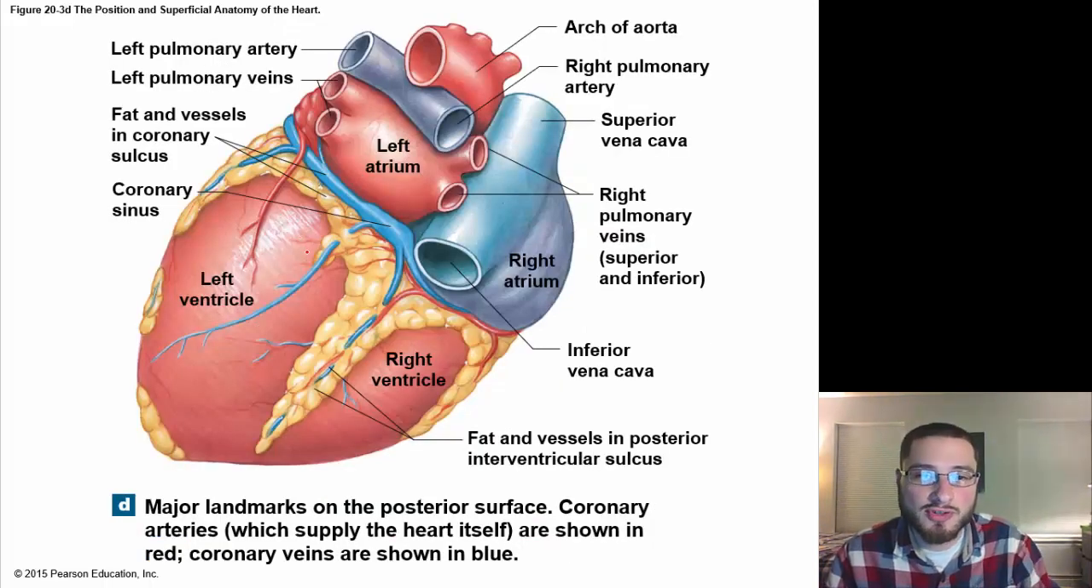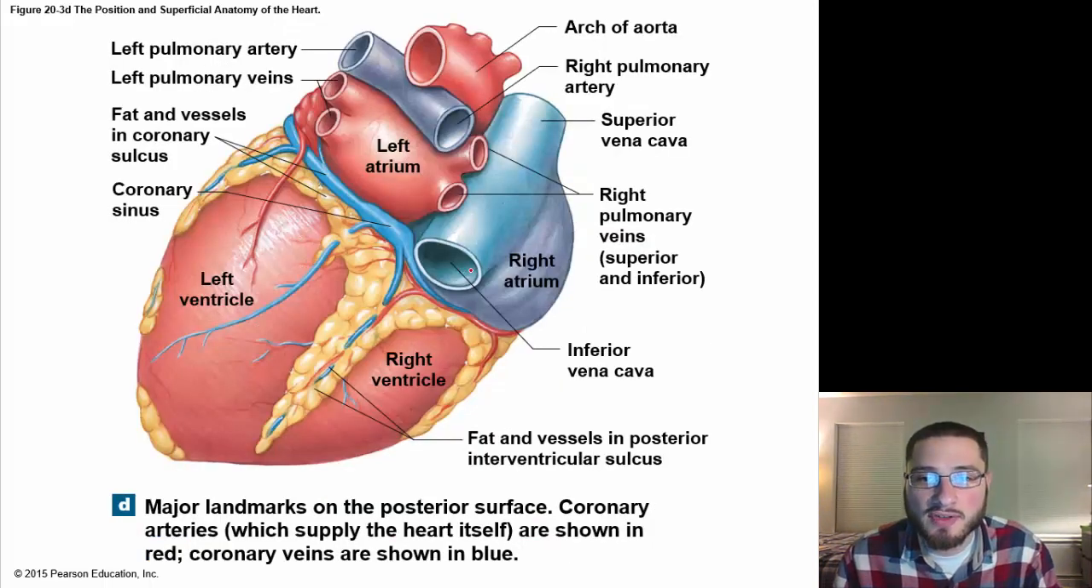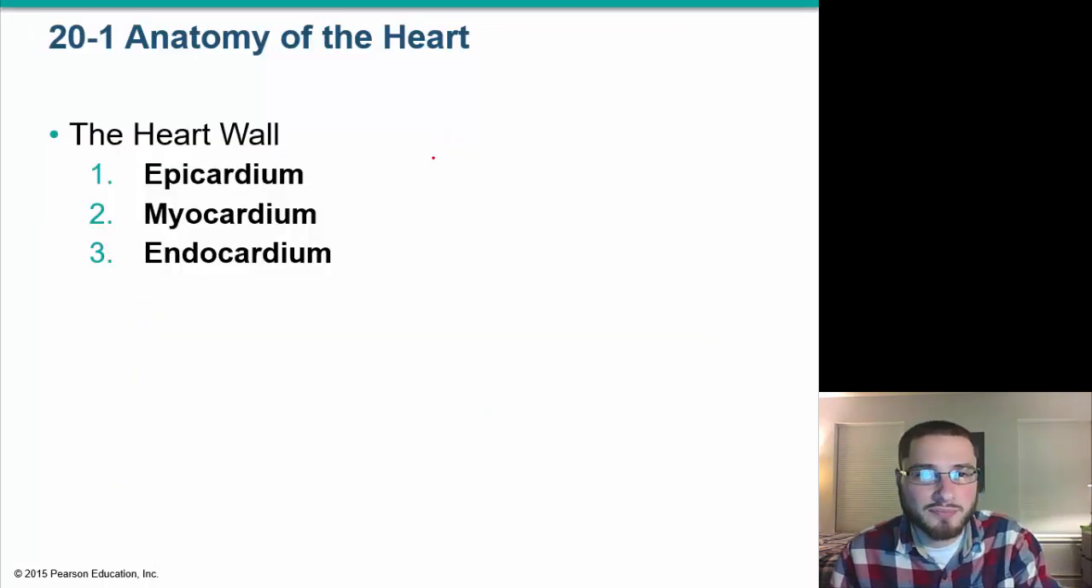On the backside, the posterior surface, you have this right atrium, which is going to get blood from both the inferior vena cava and the superior vena cava, and then it is going to go through the heart, go to the pulmonary circuit, return back to the heart, and then be pumped out through this aorta, where it's going to go to the rest of the body.